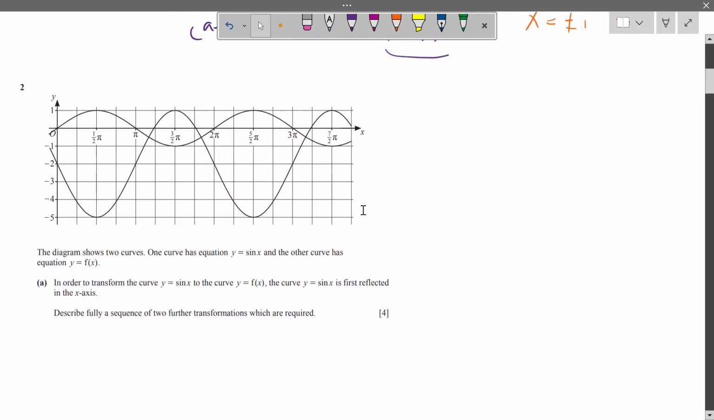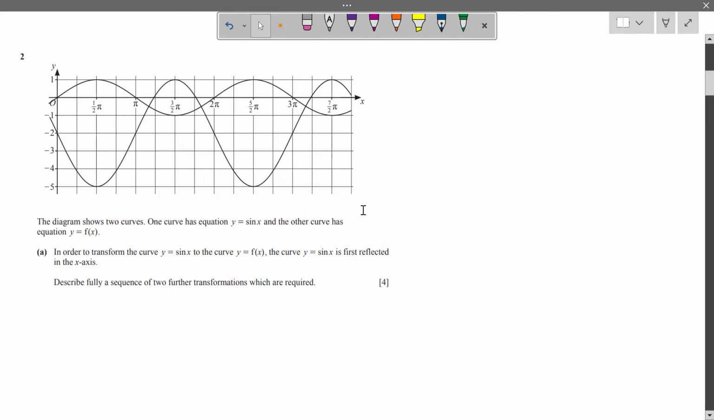Anyways, number 2. This diagram shows two curves. One curve has the equation y equals sine of x, and the other curve has the equation y equals f of x. In order to transform the curve y equals sine x to the curve y equals f of x, the curve y equals sine x is first reflected in the x-axis. Describe fully a sequence of two further transformations which are required.